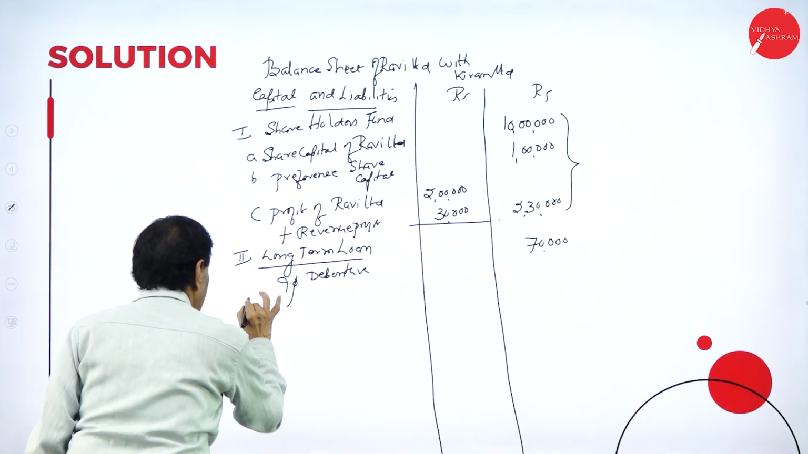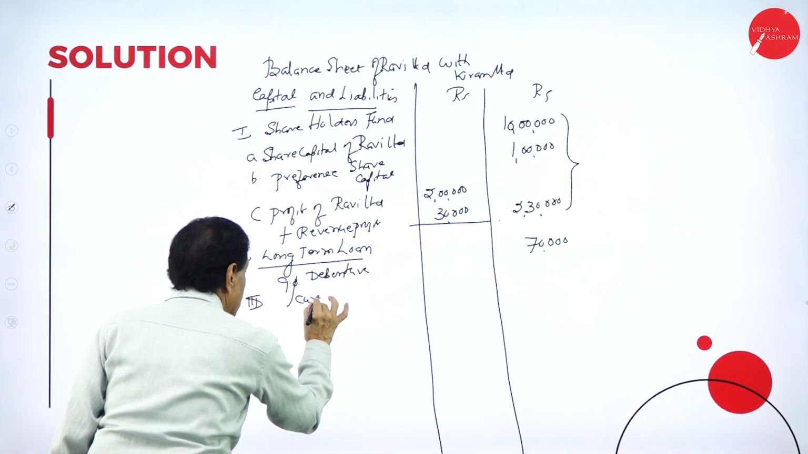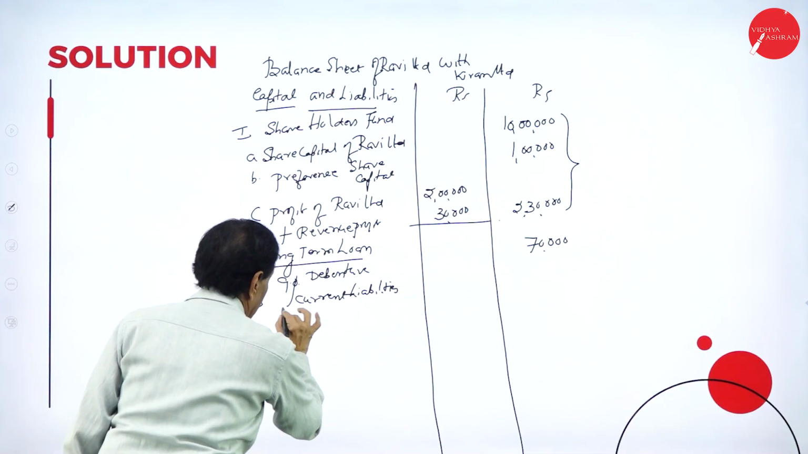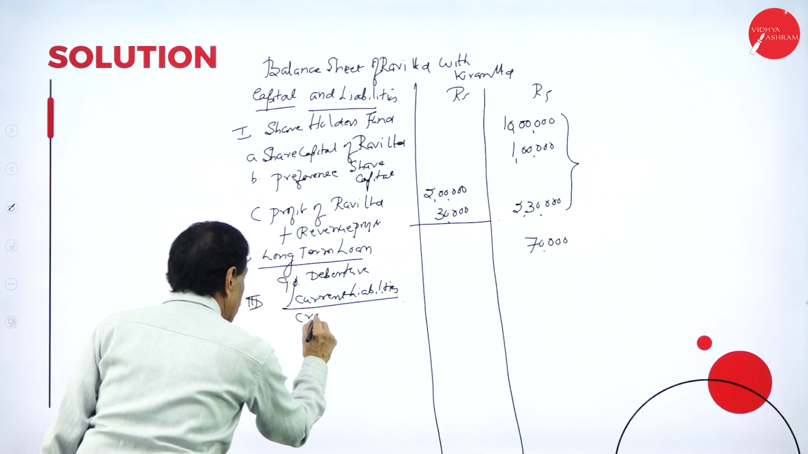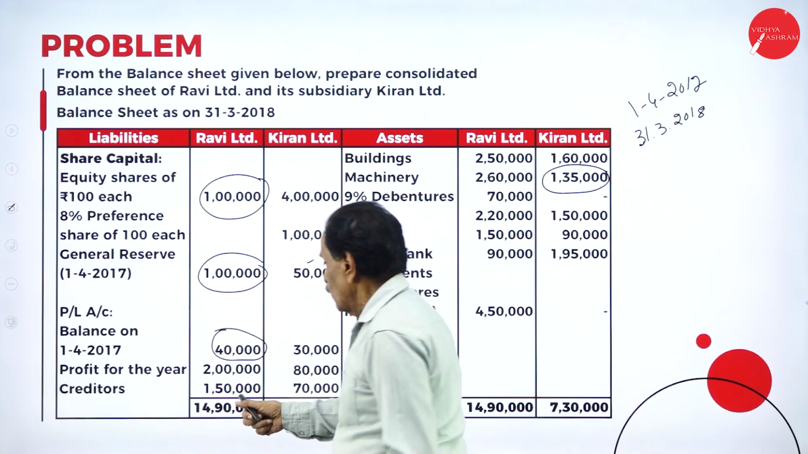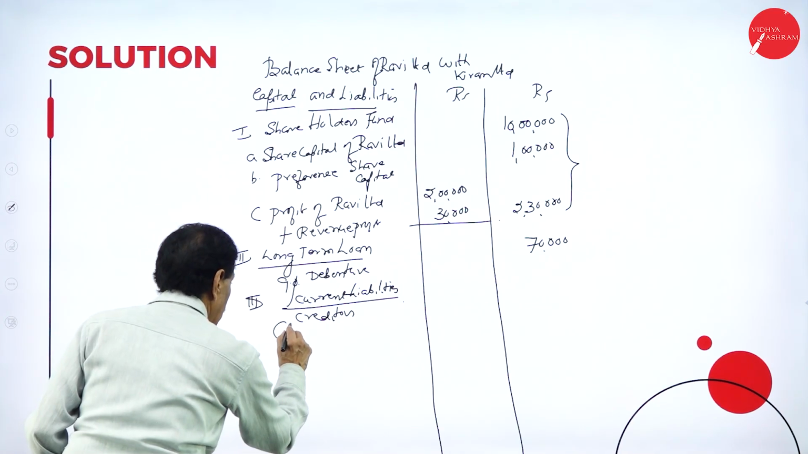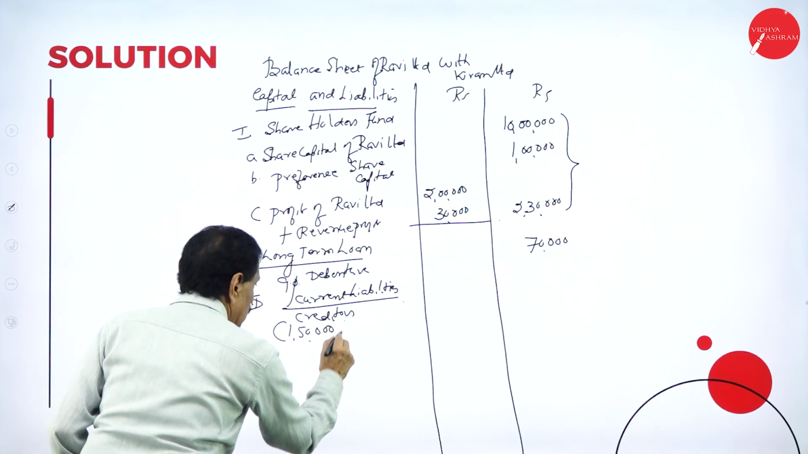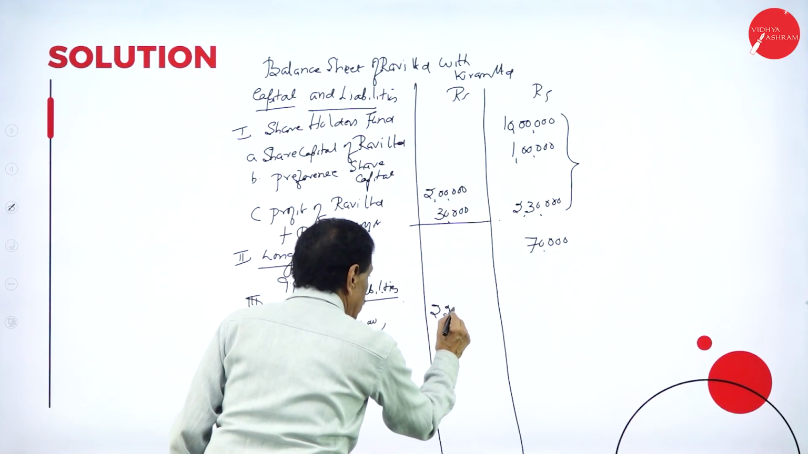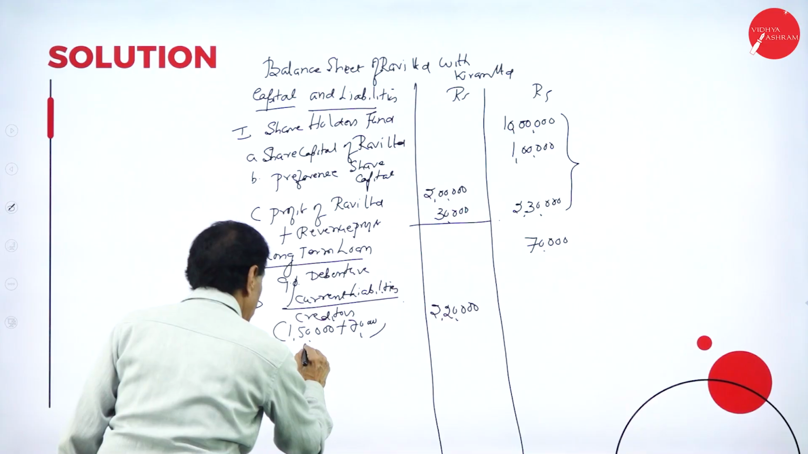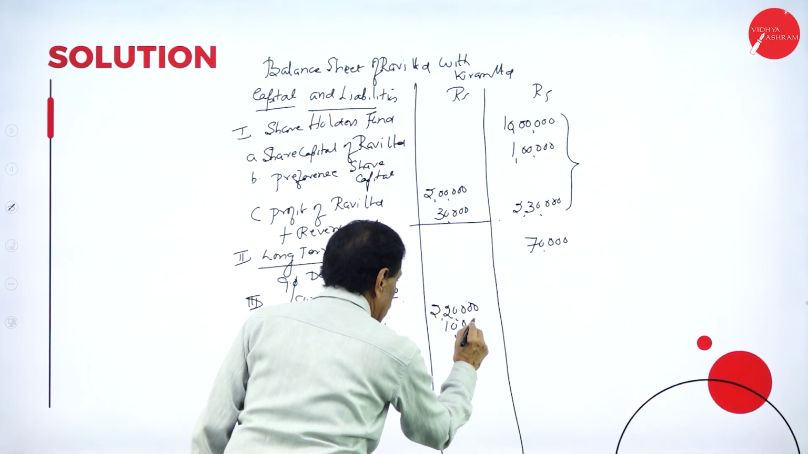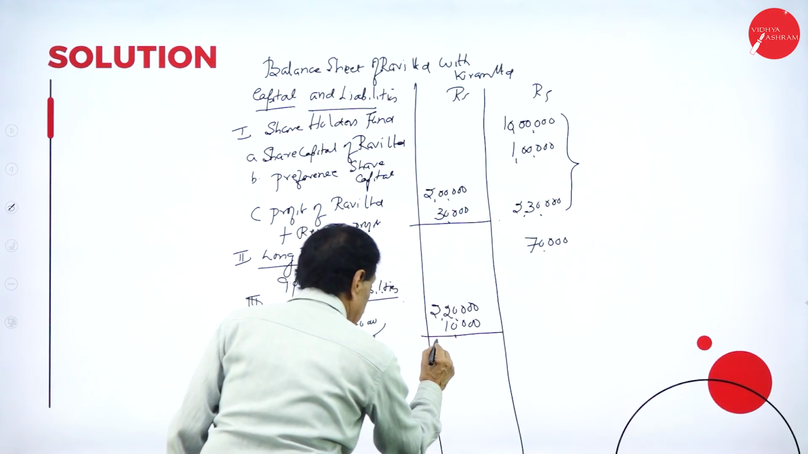Number 3, current liabilities. Creditors. Add. Creditor is how much? Here 1,50,000 plus 70,000, 2,20,000, minus mutual 10,000, 2,10,000.